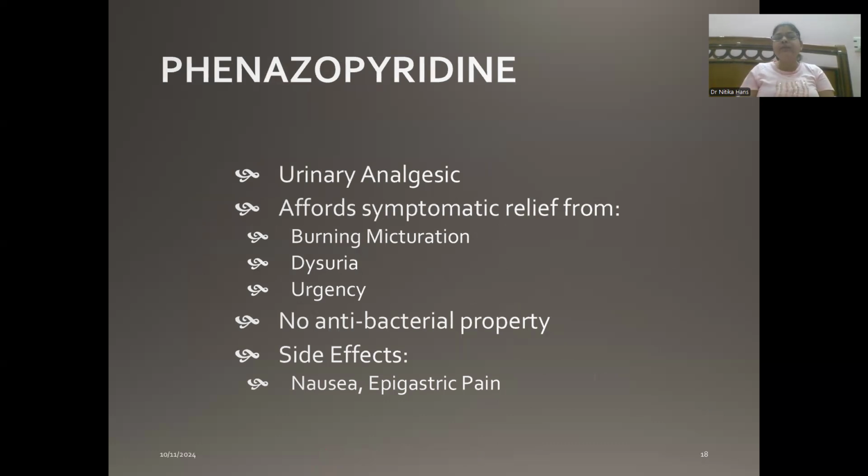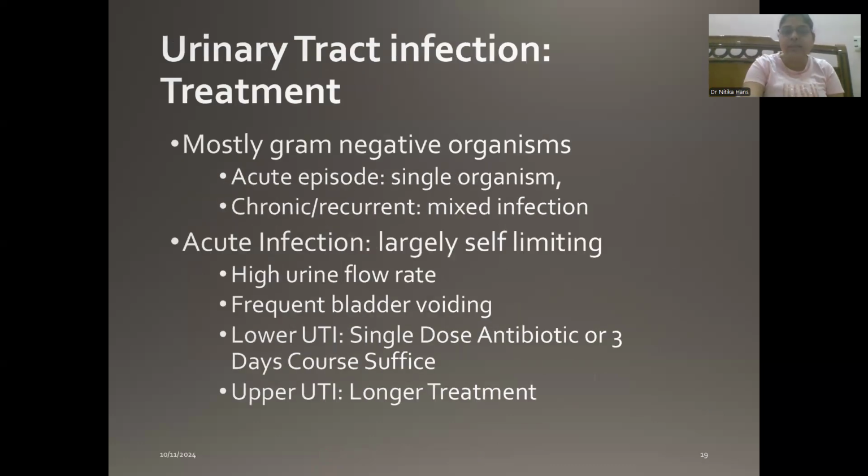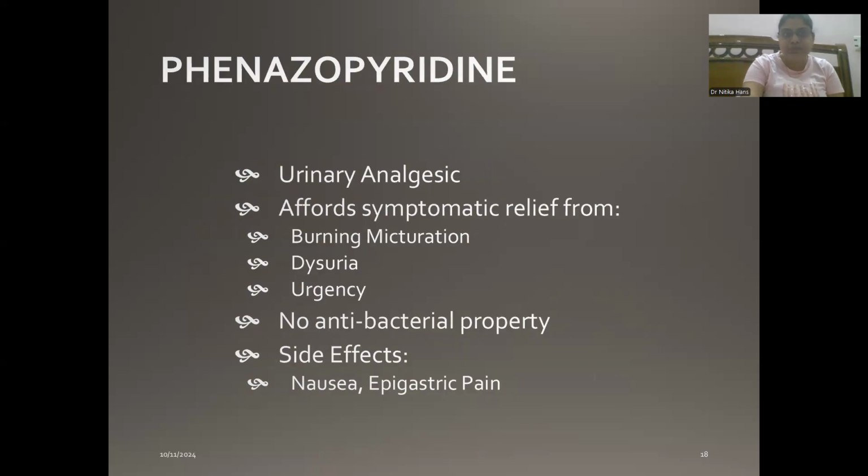Phenazopyridine is a urinary analgesic. It affords symptomatic relief from burning micturition, that is burning urination, dysuria, difficulty in urination, and urgency in urination. It has no antibacterial effect, and its side effects are nausea and epigastric pain. So that's all with the urinary antiseptics. In the next video, I will discuss the treatment of urinary tract infections.